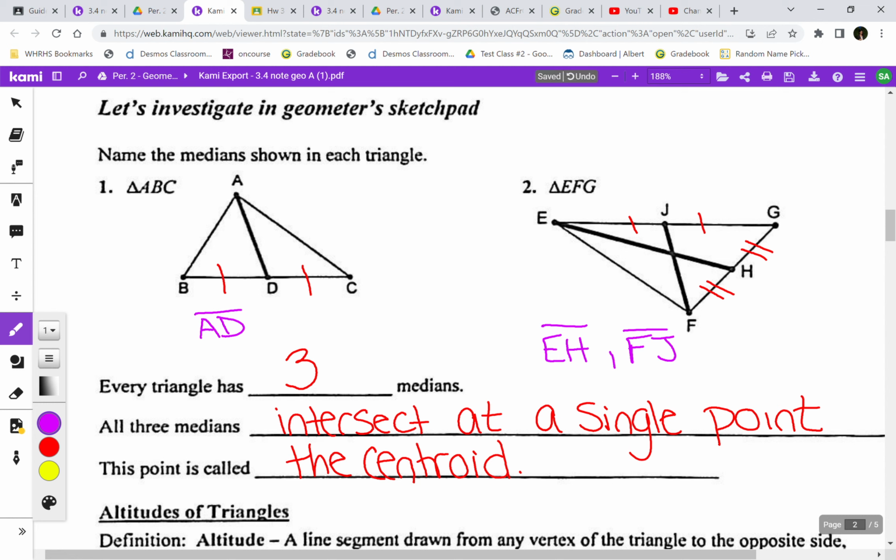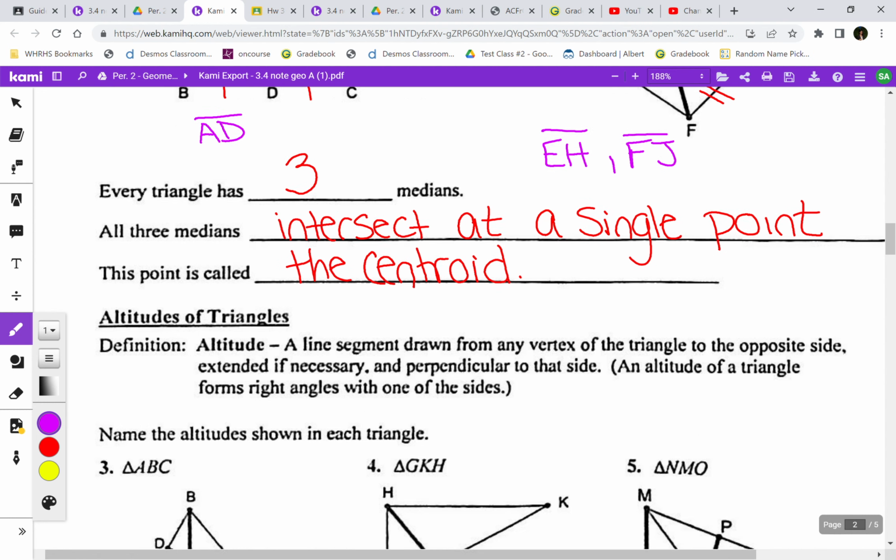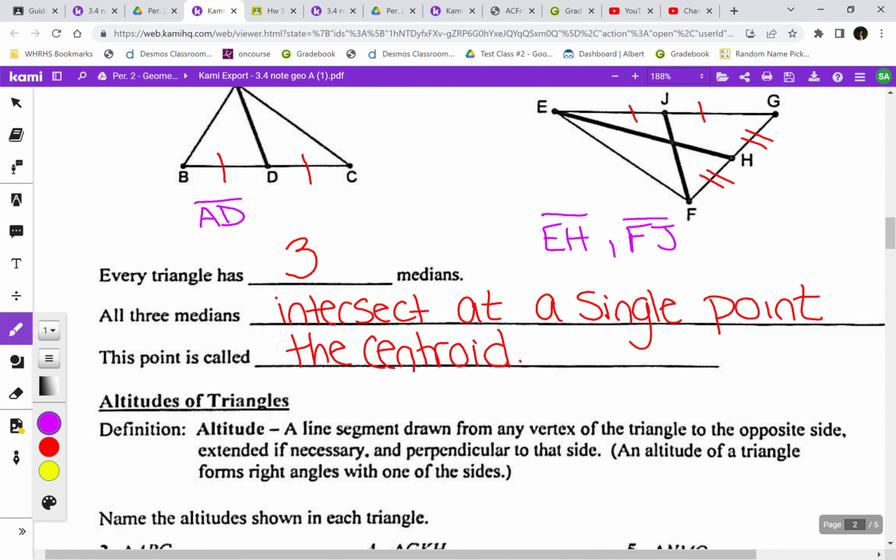Wait, so medians only bisect segments, right? Good. Medians only bisect segments. They do nothing to that top angle. Nope, there's no order you have to list the letters. Any other questions on medians?